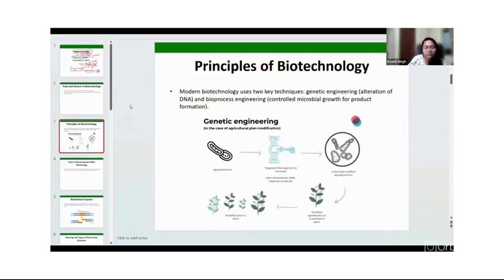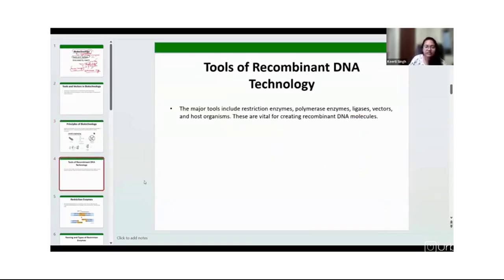So we have talked about these two processes, bioprocess engineering and genetic engineering. Now we will go to the major tools, right? What tools do we need? These tools include restriction enzymes, polymerase enzymes, ligases, vectors, and host organisms, right? These polymerase enzymes and ligases you are aware of from your DNA replication process. There are various DNA synthesizing enzymes, right? Ligases are enzymes which will seal the nick. Whenever a nick is present, it will seal that gap, right?